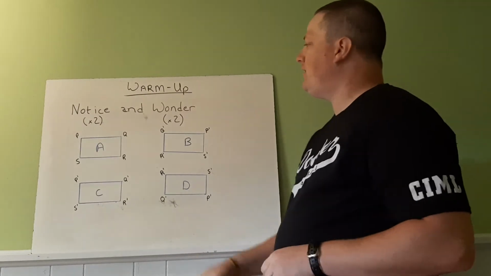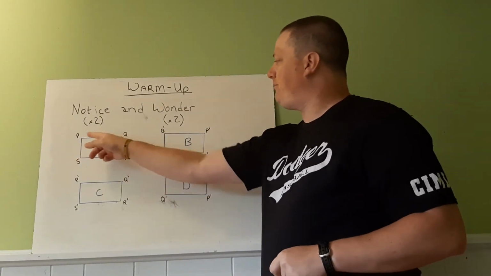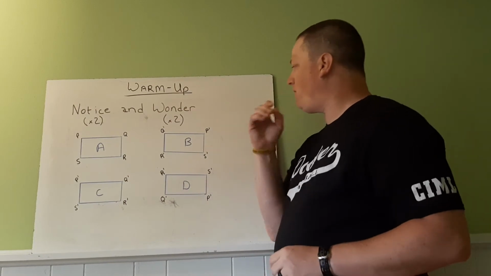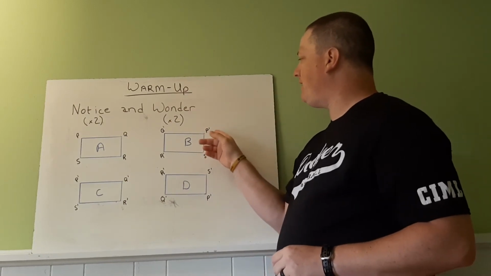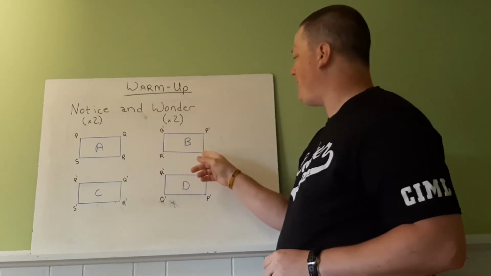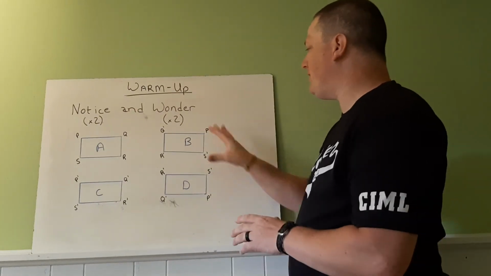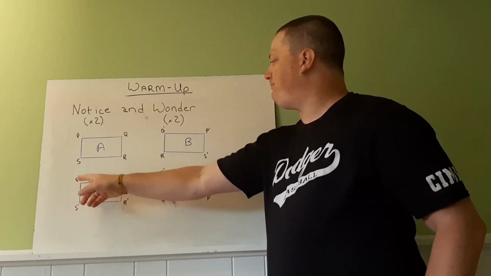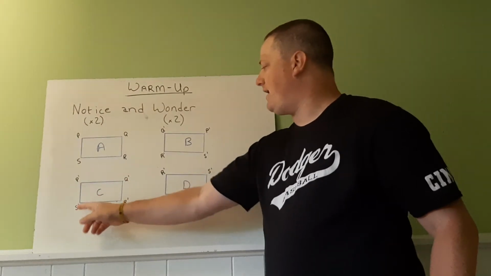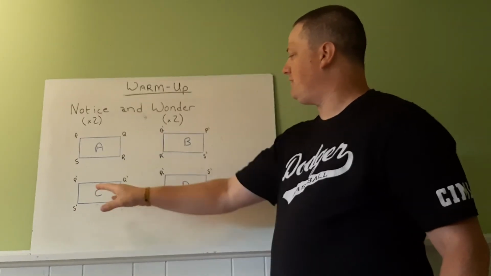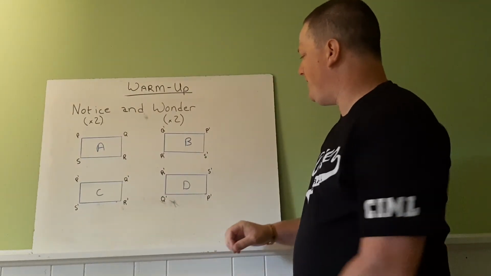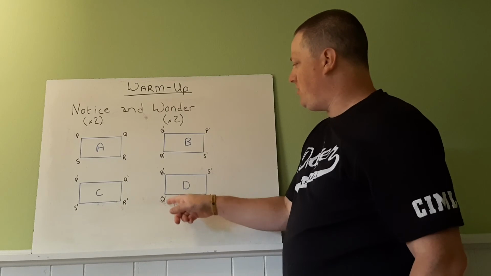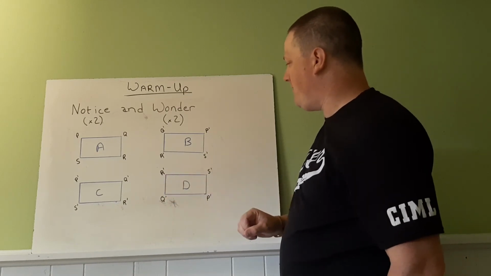you see. So we have this quadrilateral PQRS called A. We have quadrilateral P prime, Q prime, R prime, S prime called B right over here on the right. Then we have quadrilateral P prime, Q prime, R prime, S prime. That's C on the left bottom here. And then D on the right bottom, we have P prime, Q prime, R prime, S prime also.